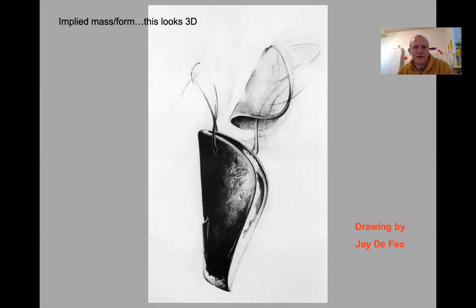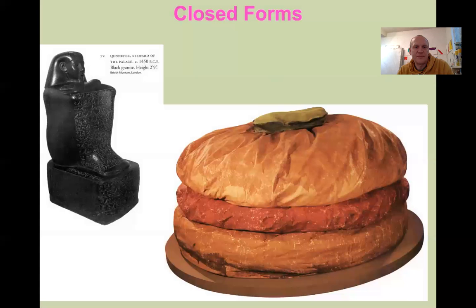So here's some implied mass. So it looks three-dimensional, but in reality, it's not. It's a drawing. We've got closed form or closed mass. This is a giant hamburger by Claes Oldenburg. We'll see another one by him when we talk about proportion and scale.